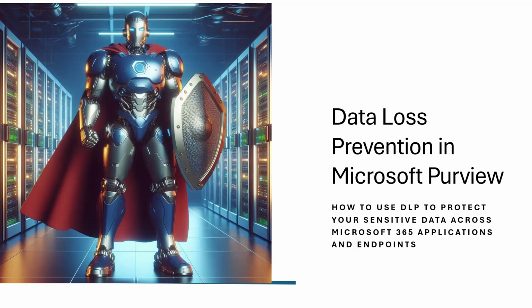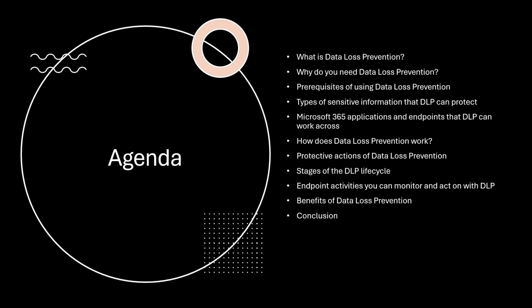So in this video, we'll learn how to use DLP or data loss protection to protect our sensitive data across Microsoft 365 applications and endpoints. So let's get started. As an agenda, we are going to be defining DLP or data loss protection. We'll see why we need it. We'll look at the prerequisites. We'll then look at the types of sensitive information that DLP can protect. And then, of course, we'll look at the Microsoft 365 applications and endpoints that DLP can work across.